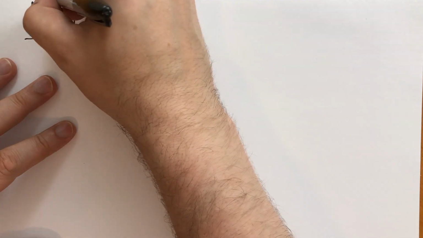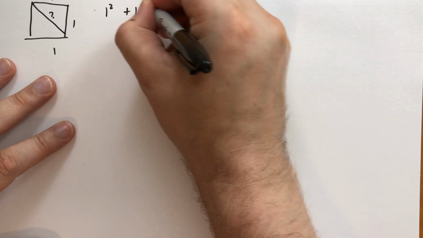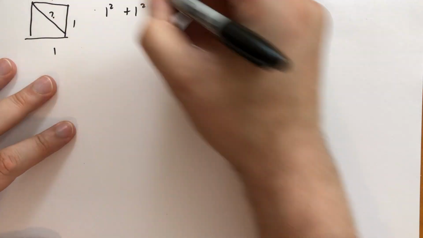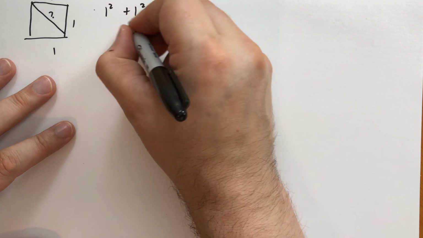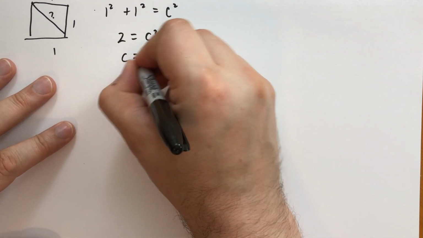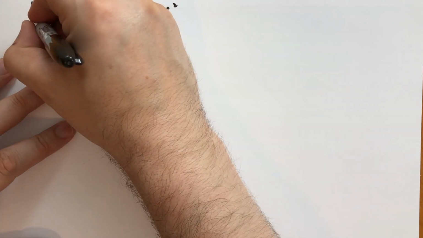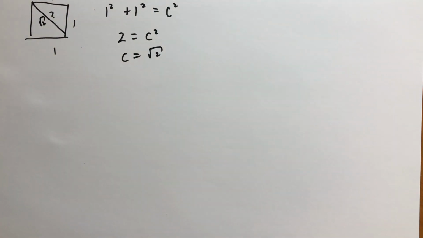Well, we know we have a right triangle here. And so we say 1 squared plus 1 squared is equal to that diagonal C squared. So 1 plus 1 is 2, which is equal to C squared. So C has to equal the square root of 2. So the length of the diagonal is the square root of 2. We've used the Pythagorean theorem to prove that.